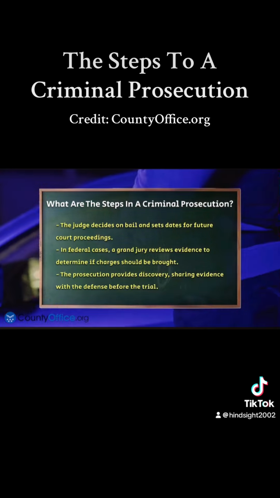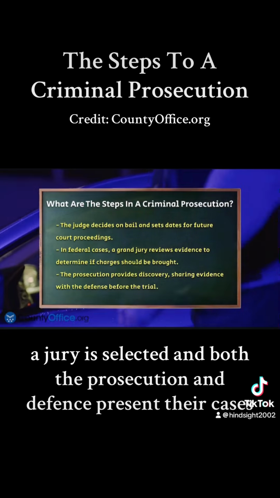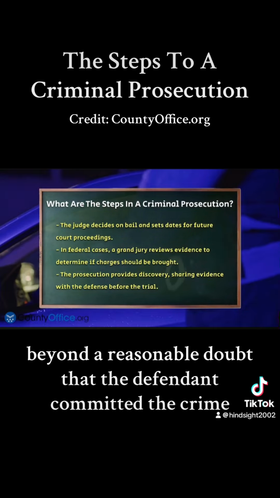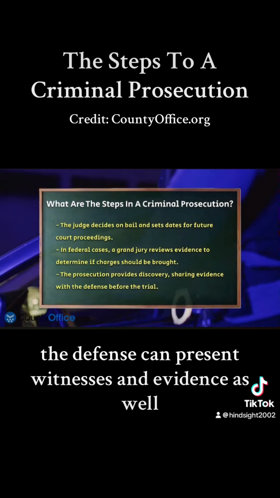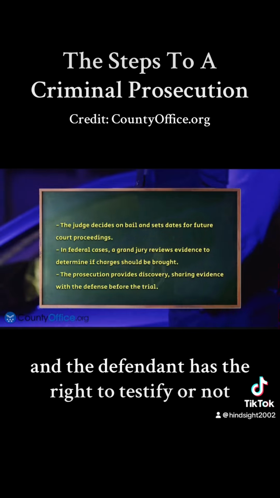At the trial, a jury is selected, and both the prosecution and defense present their cases. The prosecution must prove beyond a reasonable doubt that the defendant committed the crime. The defense can present witnesses and evidence as well, and the defendant has the right to testify or not.